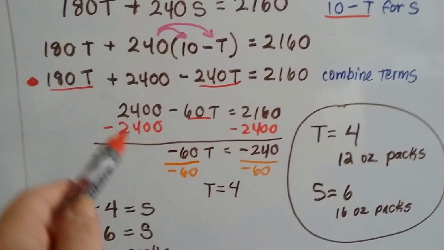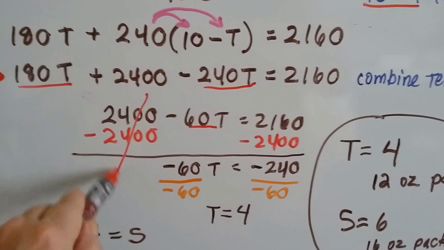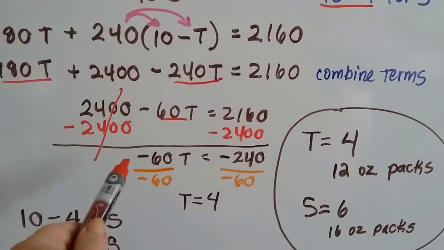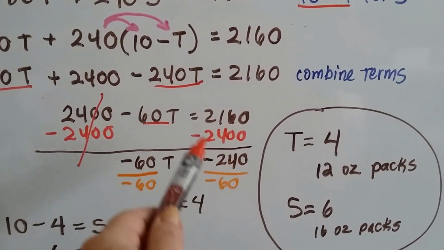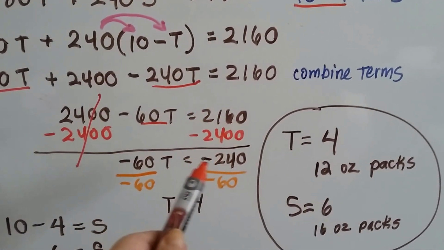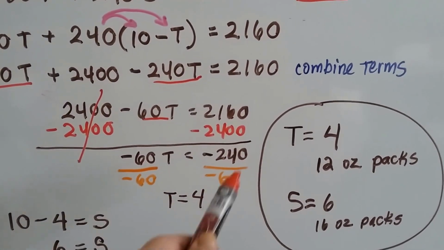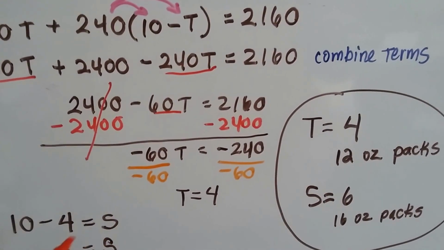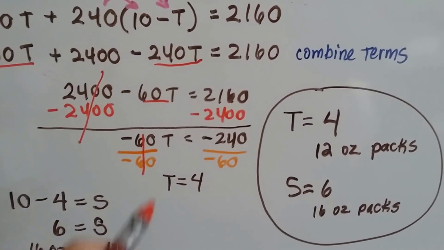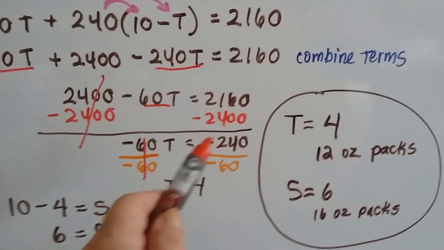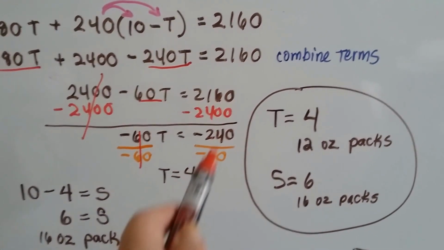We can take the 2400 away from each side to isolate this T. It's going to create a zero pair here. And we're left with negative 60T is equal to negative 240. Because 2160 minus 2400 is negative 240. Now we can divide each side of this equal sign by this coefficient negative 60. We got our buddy the invisible 1 for identity property, and that leaves us with a T on this side, and negative 240 divided by negative 60 is 4, because 4 times 60 is 240, see?